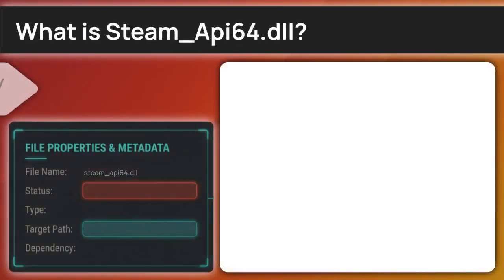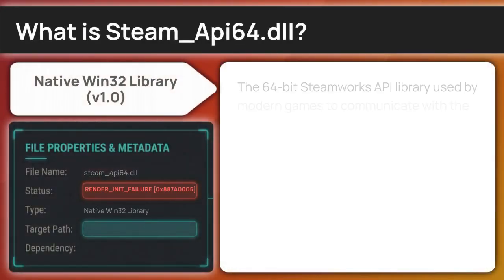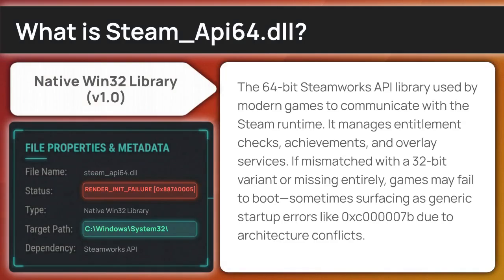This is the Steam API 64, the 64-bit Steamworks API library used by modern games to communicate with the Steam runtime. It manages entitlement checks, achievements, and overlay services. If mismatched with a 32-bit variant or missing entirely, games may fail to boot, sometimes surfacing as generic startup errors like 0xC007B due to architecture conflicts.